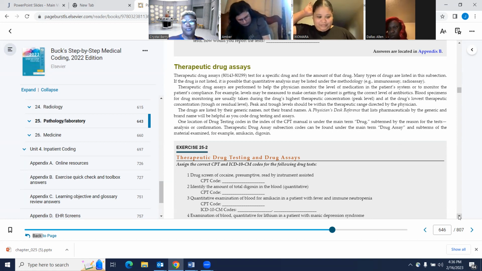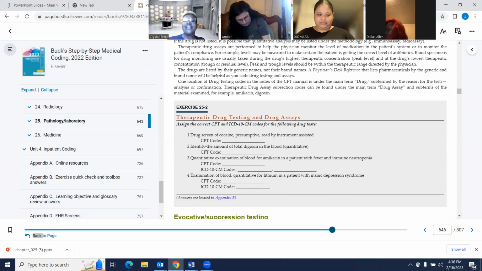So number 2, identify the amount. This is different. Identify the amount of total digoxin in the blood, quantitative. What is the CPT code?